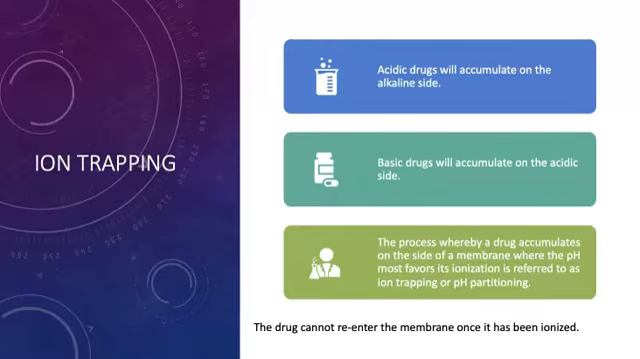So, again, ion trapping is an important concept because acidic drugs will accumulate on the alkaline side and basic drugs will accumulate on the acidic side. And then this potentially could lead to an increased amount of medications in those areas. So those substances may become toxic because they are building up in those areas.